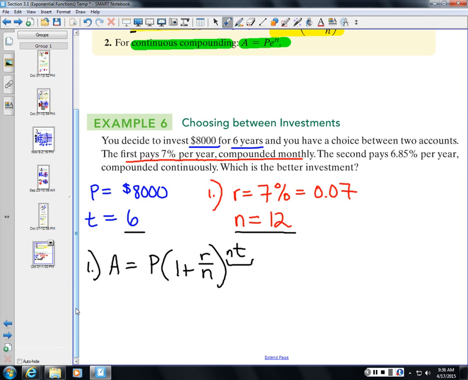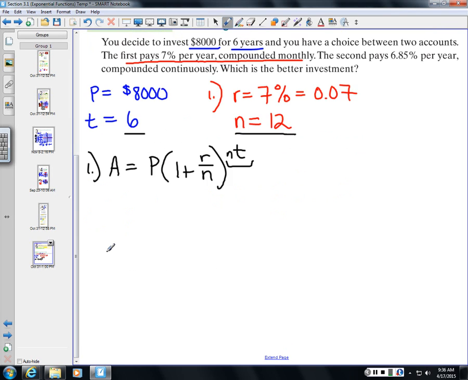If it's compounded monthly, that's 12. You will never change that. You won't say, well, if it's for 2 years, I'm going to plug in 24. You don't do that. The formula does it for you. So let's plug in what we do have and see what happens if I choose this account. Now, my principal is $8,000.